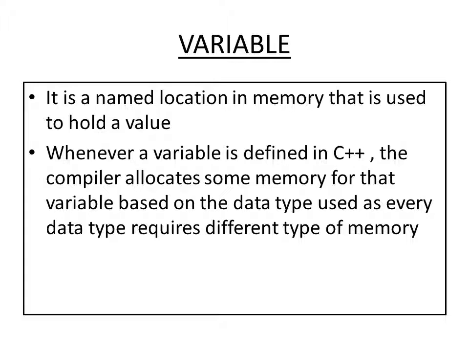When a variable is defined in C++, the compiler allocates memory for that variable based on the data type used. If you want to store integer values, it allocates space in the computer memory for the variable based on what data type we use. And each data type requires a different amount of memory.